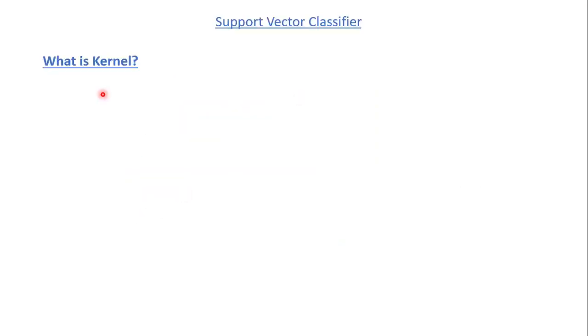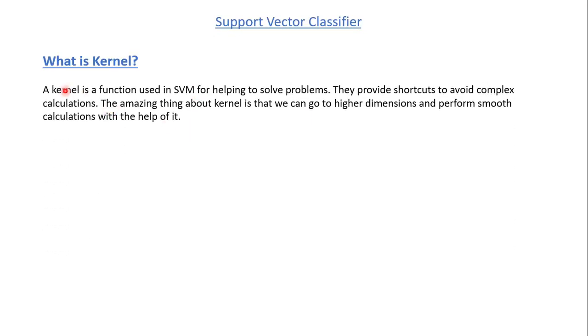So what is a kernel, and why do we use a kernel? A kernel is a function which is used in the SVM to solve problems. It provides a shortcut to avoid complex calculation. The amazing thing about the kernel is that we can go to a higher dimension and perform smooth calculation with the help of it. And also we can go to an infinite number of dimensions using the kernels.